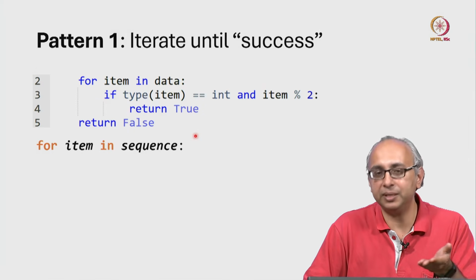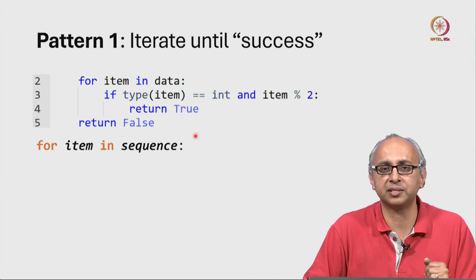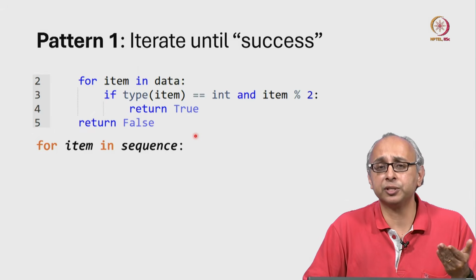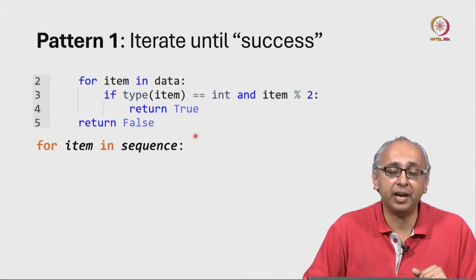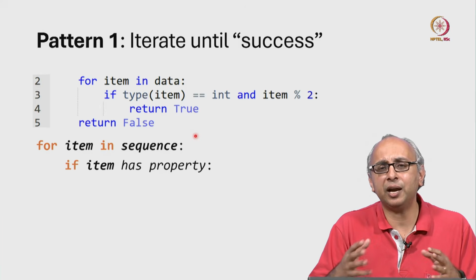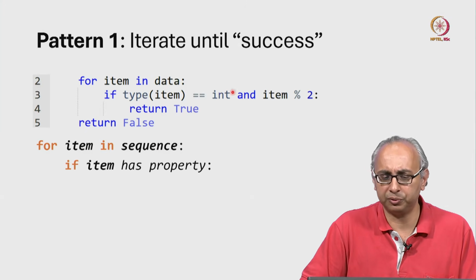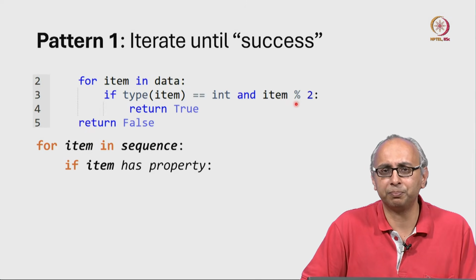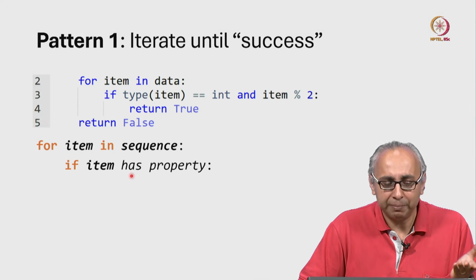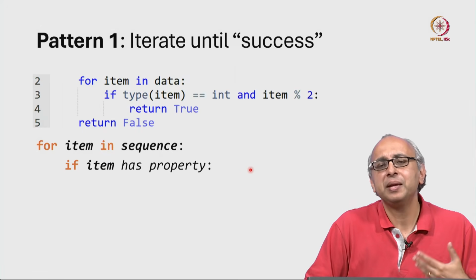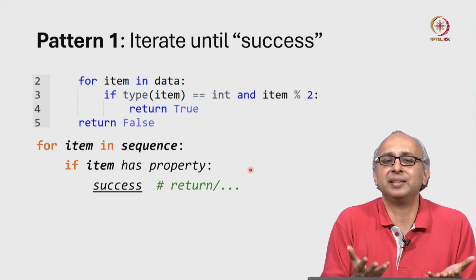So I would like you to generalize from this specific example to this general pattern, where for each item in some sequence, in this case it's a list, but it could be a different sequence, for example, a string or a tuple. So for each item in a sequence, if the item has some property, so here we have two parts to the property and we have to be careful about which part we check first. But if the item has some property, then you do something indicating success.